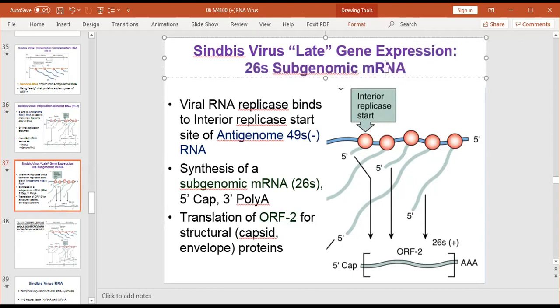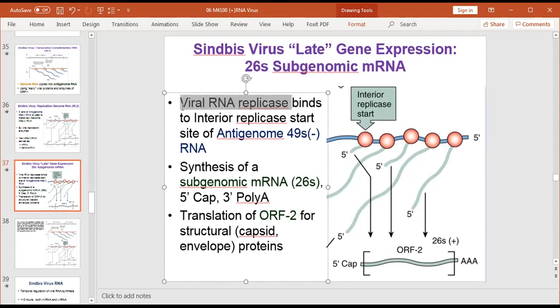Subgenomic is just basically a smaller segment of the original messenger RNA. So what will happen? The virus brings in an enzyme called viral RNA replicase, a replicase that can replicate viral RNA. This enzyme binds to a region on the antigenome RNA, the negative strand that we made.